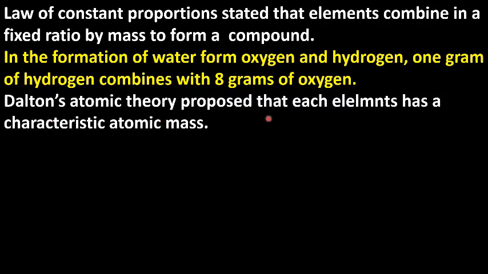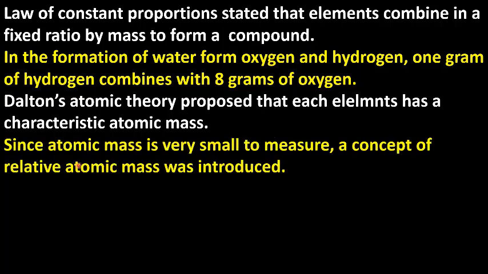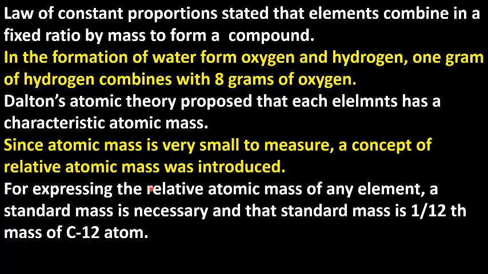Dalton's atomic theory proposed that each element has a characteristic atomic mass. Since atomic mass is very small to measure, a concept of relative atomic mass was introduced. Relative atomic mass means to compare with a known or a standard one. For expressing the relative atomic mass of any element, a standard mass is necessary, and that standard mass is 1/12 mass of C-12 atom.